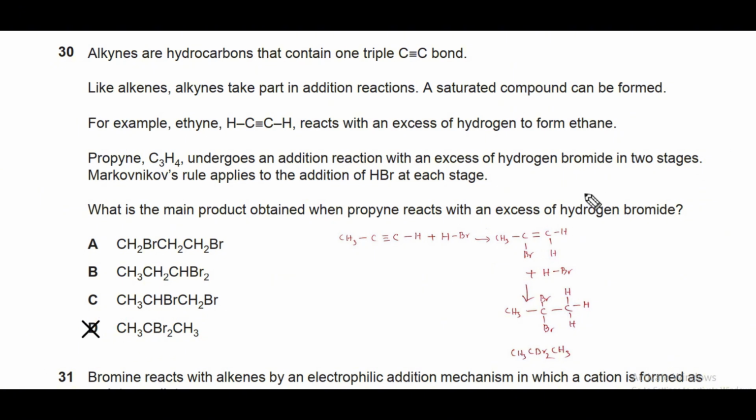How? You see, this is propyne, hydrogen bromide reacts. So first, this carbon contains 1 hydrogen, this carbon contains no hydrogen. According to Markovnikov's rule, hydrogen will be added to this carbon, and bromine will go to the middle carbon.